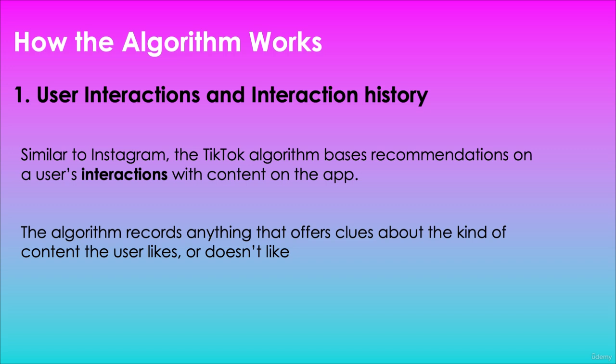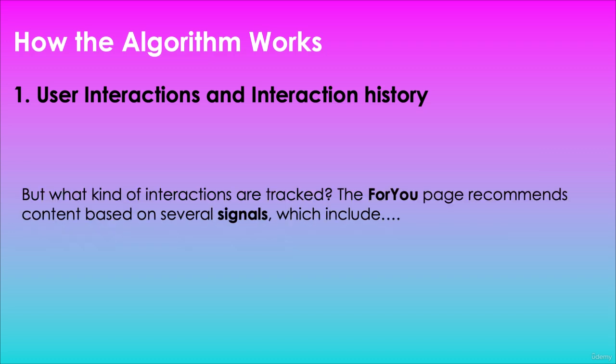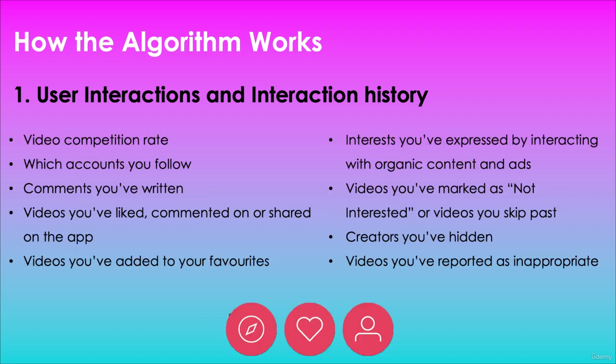Okay, so first up we have user interactions and interaction history. Similar to Instagram, the TikTok algorithm bases recommendations on users' interactions with content on the app. But what kind of interactions are tracked? The algorithm records anything that offers clues about the kind of content a user likes or doesn't like. The For You page recommends content based on several signals. The main For You page signal is video completion rate, which is just a fancy way of saying videos you watch all the way to the end.